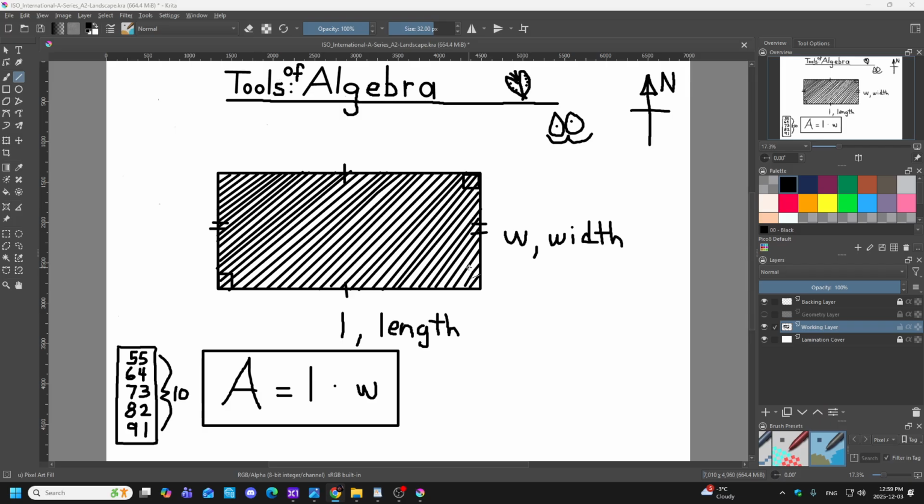So if we are a bird and we're looking top down on a flat surface or a tabletop, that's what the area is. It's the face or the flat surface of a 2D object.